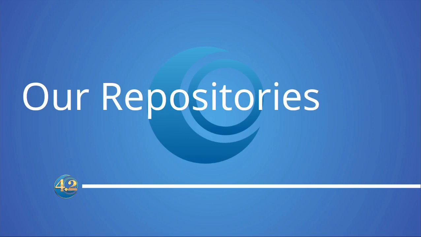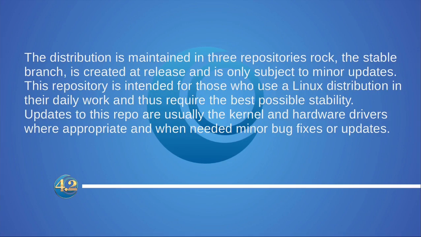Our repositories. The distribution is maintained in 3 repositories. Rock, the stable branch, is created at release and is only subject to minor updates. This repository is intended for those who use a Linux distribution in their daily work and thus require the best possible stability. Updates to this repo are usually the kernel and hardware drivers where appropriate, and when needed, minor bug fixes or updates.